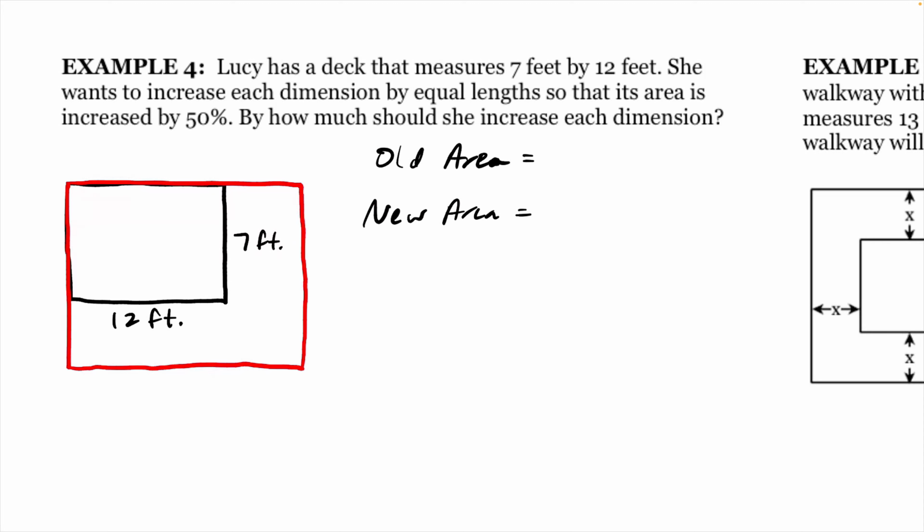Yep. How'd you get 84? Tell me, Bernardo. You're right. How'd you get 84? I'm multiplying 12 and 17. Good. Perfect. 84, what did we say? Feet, right? So feet squared, right? Good. That's the old, right? So what's the new going to be? It's going to increase by 50%.